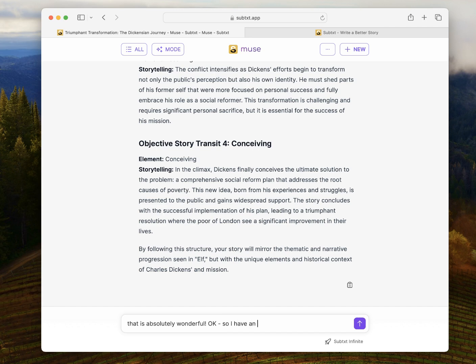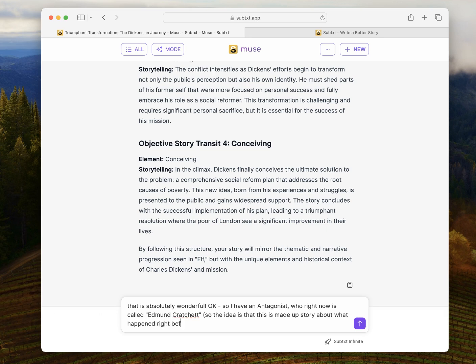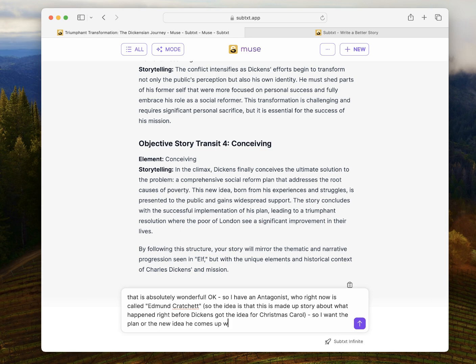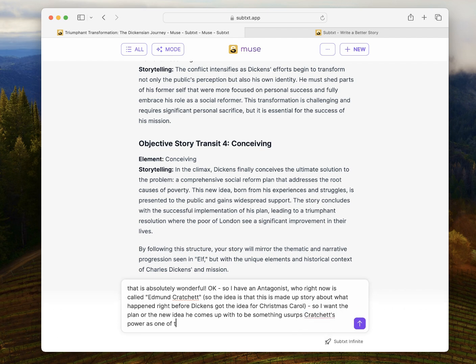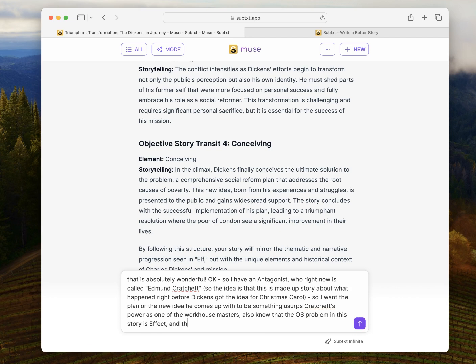Okay, so I have an antagonist who right now is called Edmund Cratchit. So the idea is that this is a made-up story about what happened right before Dickens got the idea for Christmas Carol. So I want a plan or the new idea that he comes up with to be something that usurps its power as one of the workhouse masters, I think is what he is, workhouse masters. Also know that the OS problem in this story is effect, and that the solution is cause, which works great with what you have.